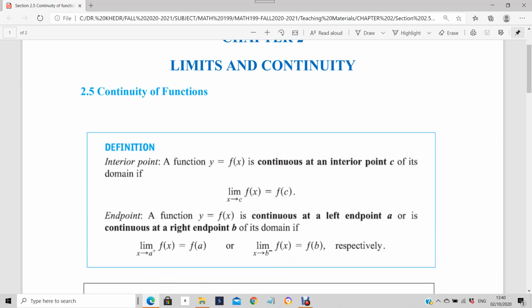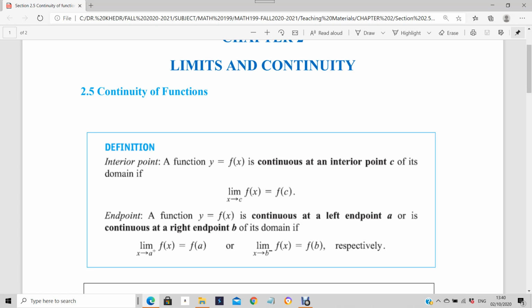Today we will start with section 2.5, continuity of functions. Here we have a definition at interior points of the domain. A function y equals f of x is continuous at an interior point c of its domain if the limit of the function as x goes to c equals the value of the function. So limit f of x as x goes to c equals f of c.